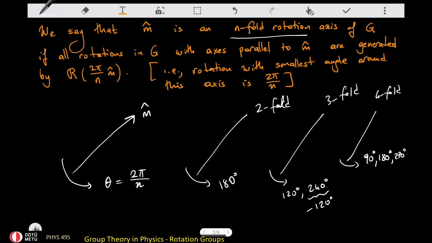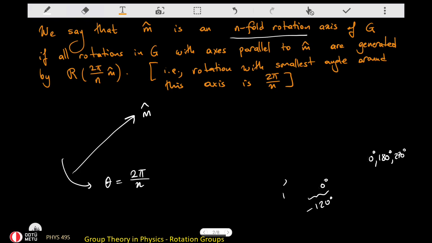In any case, a description of the rotation axes of a group actually gives a lot of information about the group itself. So as a result, we would like to describe the group by just counting all of these rotation axes. That's one of the things that we are going to use a lot.